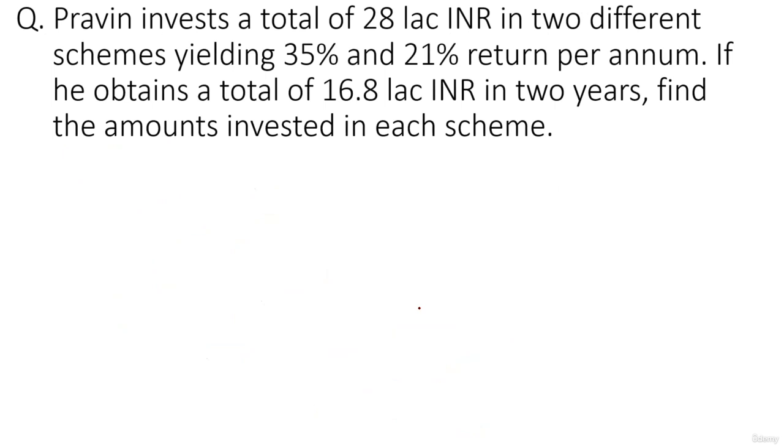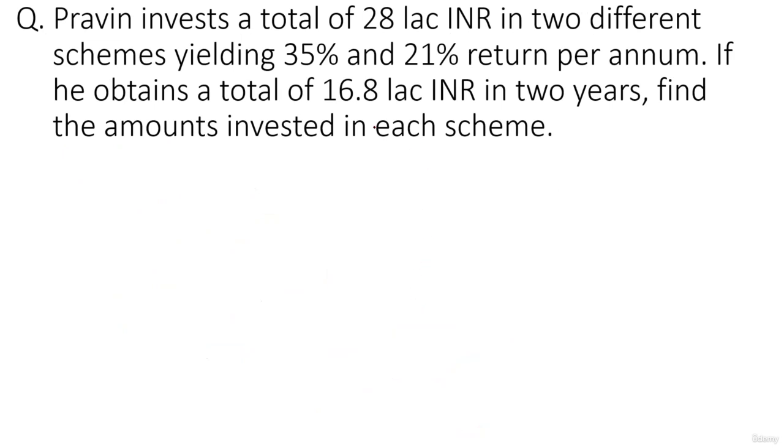Let's solve the next question, guys. Praveen invests a total of 28 lakhs in 2 different schemes, yielding 35% and 21% return per annum. If he obtains a total of 16.8 lakh INR in 2 years, find the amounts invested in each scheme. It's a very good question. Let's understand how we deal with this.